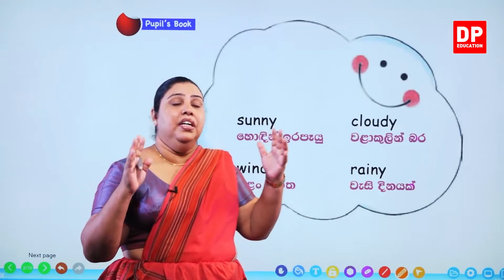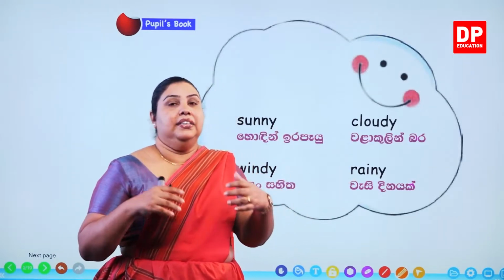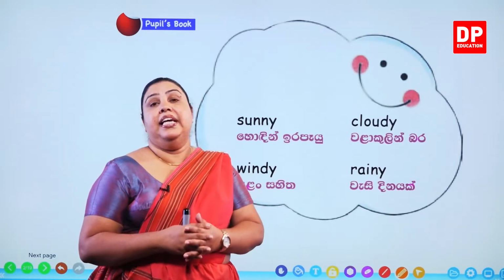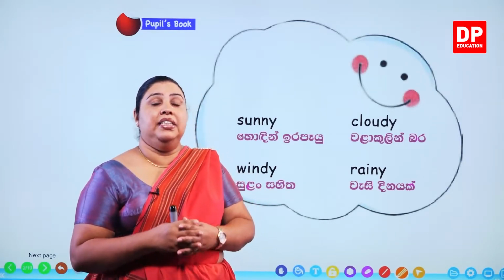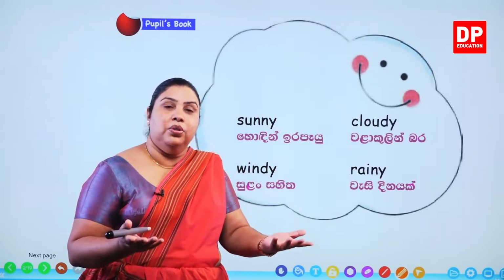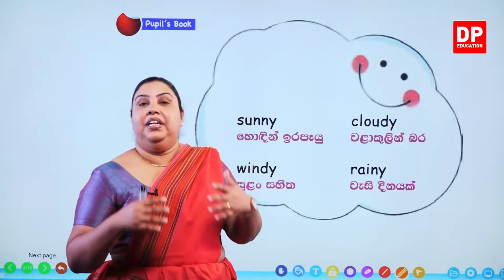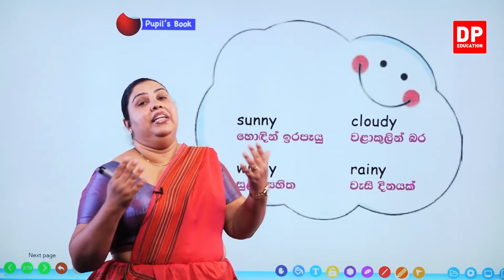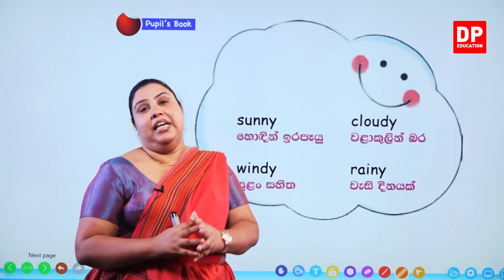Now when we have lots of clouds in the sky, sometimes it might rain. We can predict the weather saying that it's going to rain when it is very cloudy. And when it is raining, we can't go out. We have to carry an umbrella. We can't go out and play because we might get sick. So when rain comes, you have to stay at home.